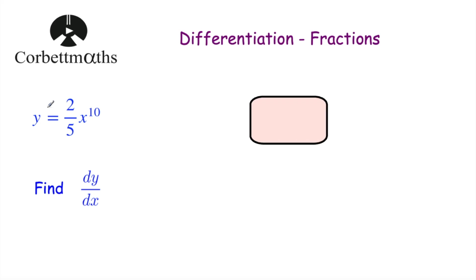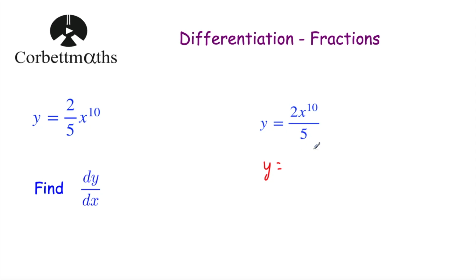Okay, so here's another one. If we had y is equal to 2/5 x to the power of 10, this could be written in a different format. You might actually encounter a question where it's shown as y is equal to 2x to the power of 10 on the numerator, and then over 5. If you had something like this, you could actually just bring the 2/5 out in front of the x to the power of 10. So you could write it as 2/5 x to the power of 10.